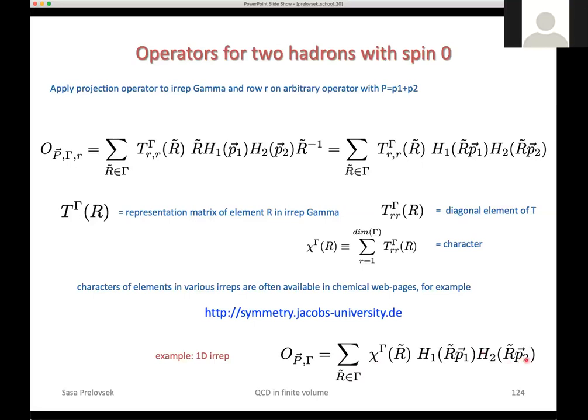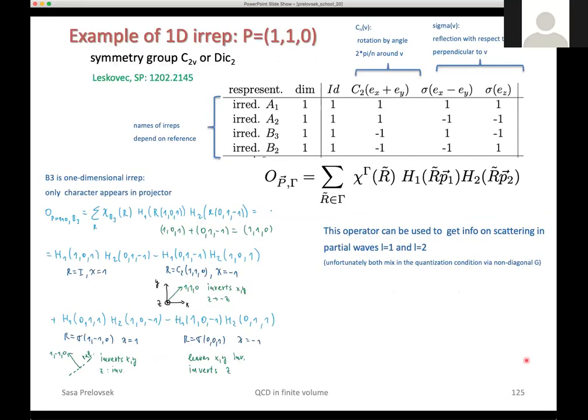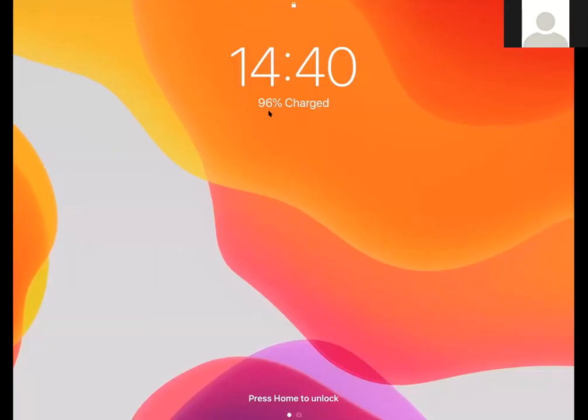So I propose as an exercise to do one example, because this is actually simple. We can do it. Okay, so basically I'll go to my iPad to do it from scratch. Let's see how this goes. I have to turn it on.